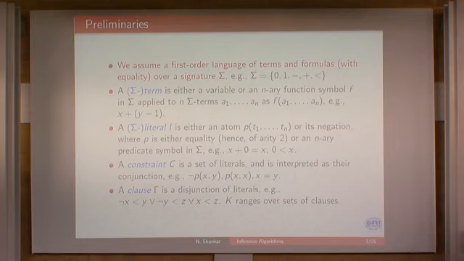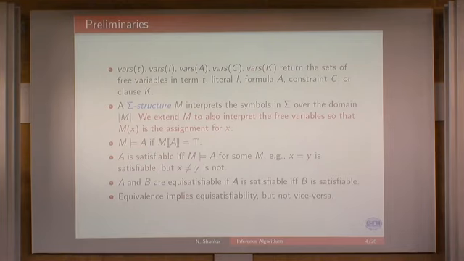By the way, I quickly ran out of letters of the alphabet, so I might be reusing some of the meta variables in different ways. But roughly, you have a variable, you have a term, you have an atom, you have a literal, you have a constraint, you have a clause. Then you can take the free variables in the thing. So vars will just return the free variables in a term, a literal, a formula, a constraint, and so on.